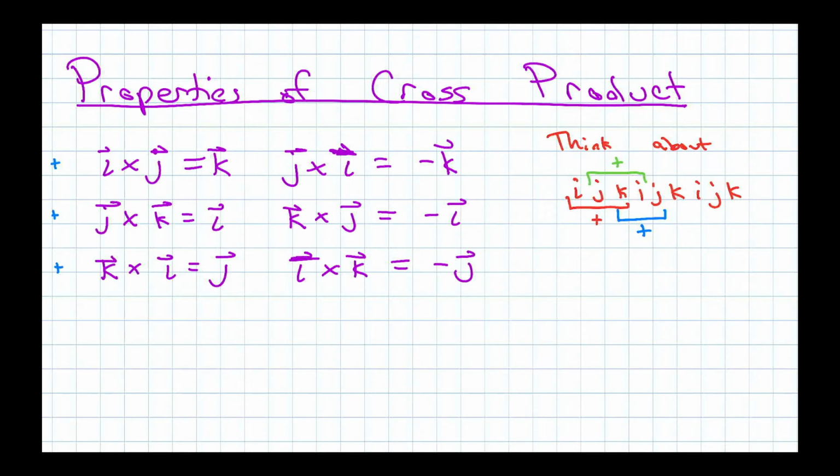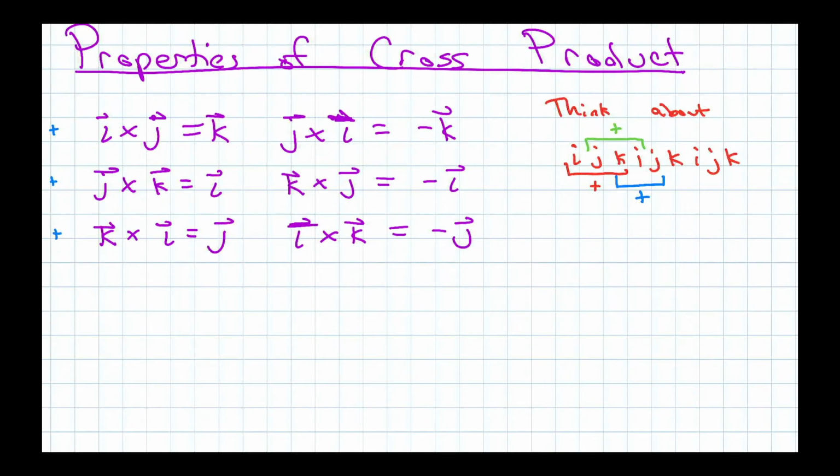But if you look over in this column, J cross I, it never goes J and then I. It's I and then J. JI is out of order. So if it's out of order, then that's where you get a negative. Since these are out of order in the IJK, IJK, IJK pattern, that looks ridiculous though.